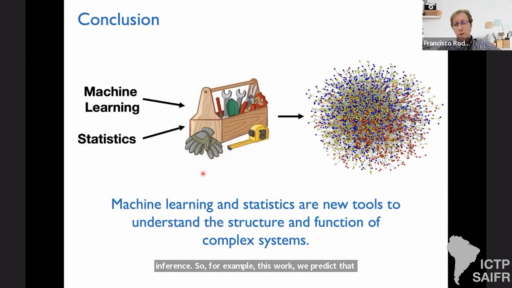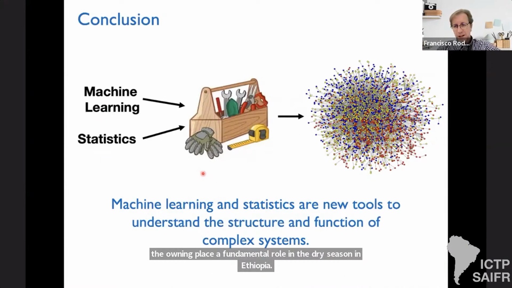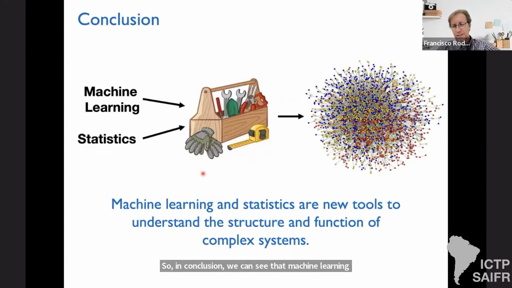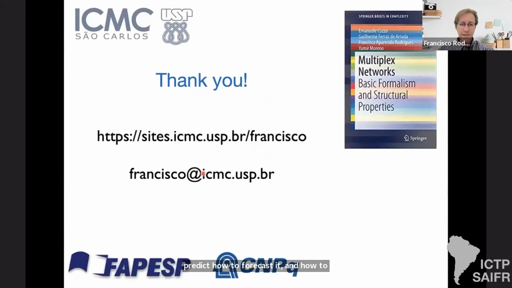So, in conclusion, we can see that machine learning and statistics are very important tools to understand complex systems, and we believe that these new tools will help us to improve how to simulate, how to understand, how to predict, how to forecast, and how to infer properties of complex systems.